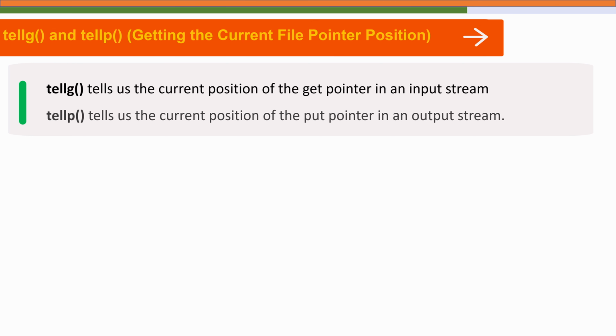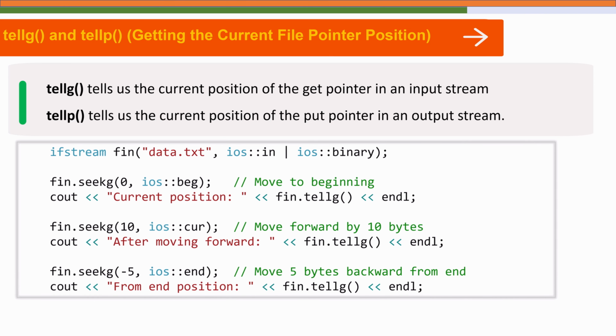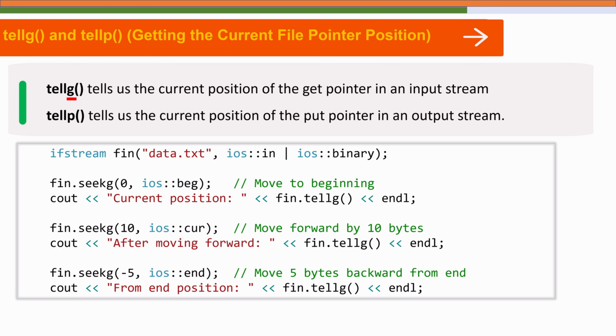Just like before, G stands for get and P stands for put. tellg tells us the current position of the get pointer in an input stream, while tellp tells us the current position of the put pointer in an output stream. When we run this code, we will see that tellg reports the exact byte position in the file each time: 0 at the beginning, 10 after moving forward by 10 bytes, and a number close to the total file size minus 5 after the final seek.